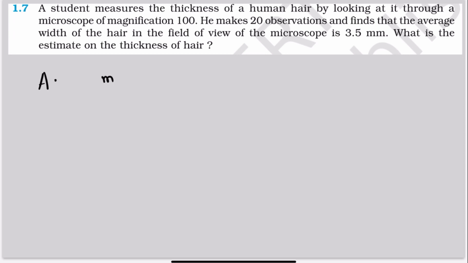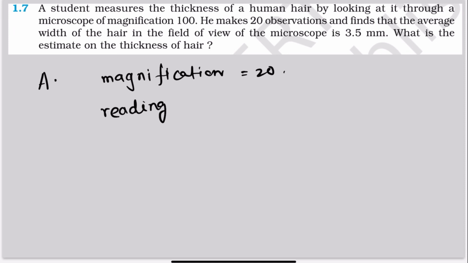The magnification is 100. And the reading is something the student has observed, which is 100 times the actual reading. So it seems to the student that the hair is thicker. The student thinks the hair is thicker, but the actual thickness is something different. However, the student sees that the thickness is 3.5 mm, so the reading is 3.5 mm as measured by the microscope.